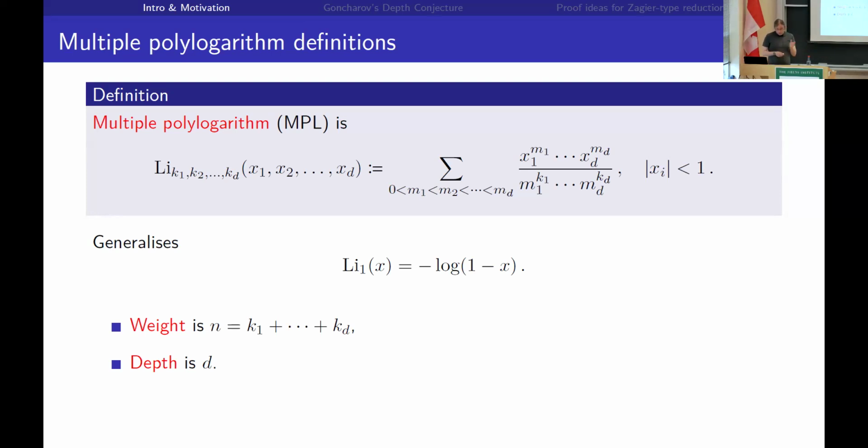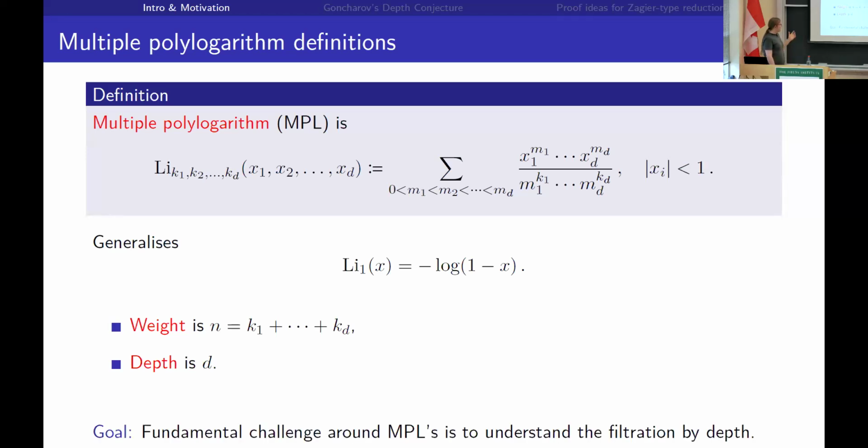The idea I'm thinking about with this is trying to understand what the depth filtration on these objects is like, to understand its properties and structure. I'll give you some examples in the next slide, but roughly this notion of depth is, in a sense, a bit artificial. It's something coming from the way we're writing this series out, and it's not quite as intrinsic as you would like.